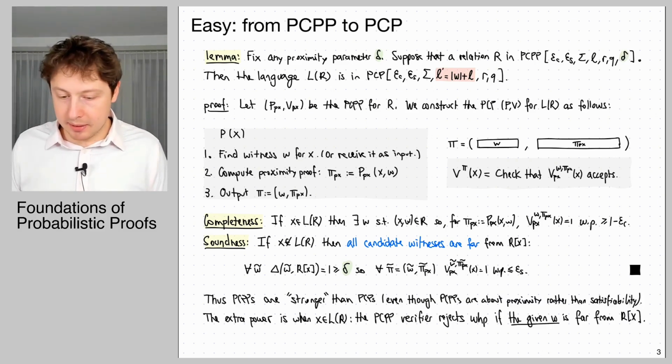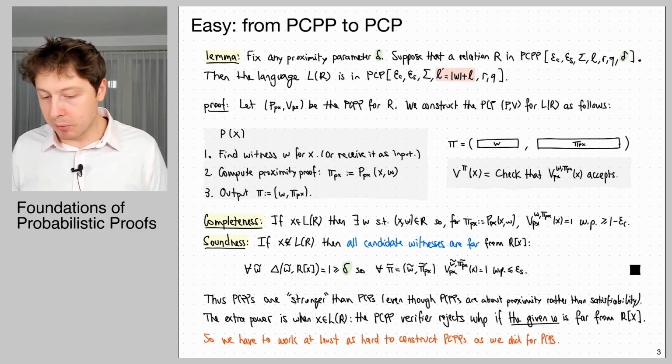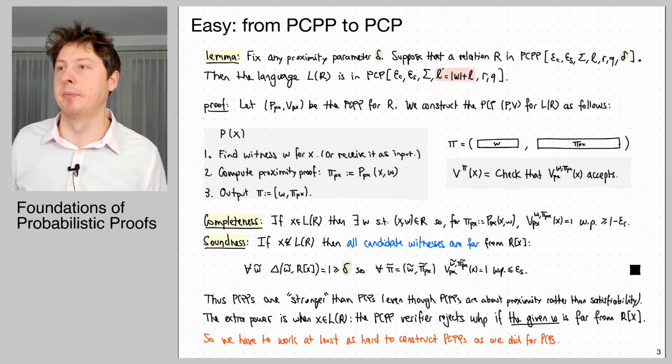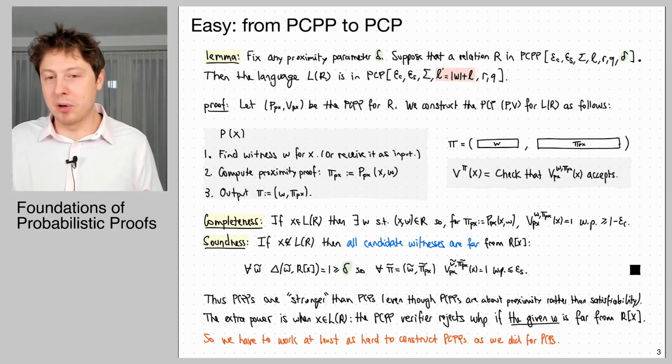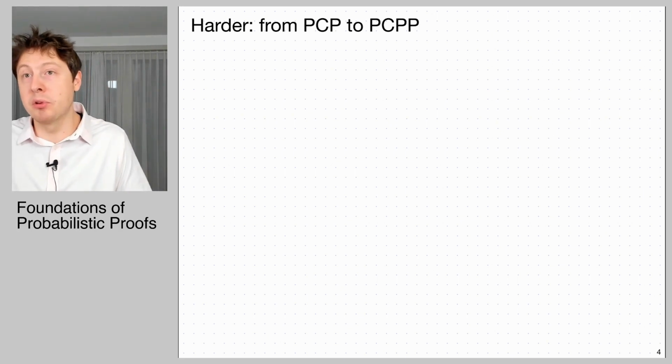Okay, that's what we said. It's also what we said. So we're going to have to work at least as hard to construct PCP proximity as we did for PCPs. All right, if this is the easy direction, then it doesn't mean that we don't have to work at all in the other direction. If we want to go from a PCP to PCP proximity, we're going to have to do something more, okay?